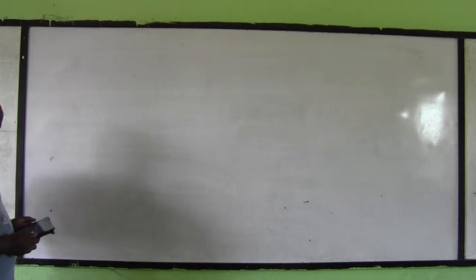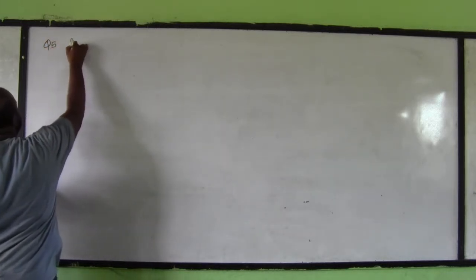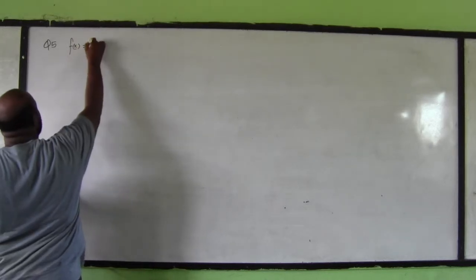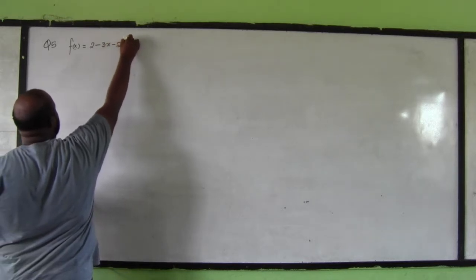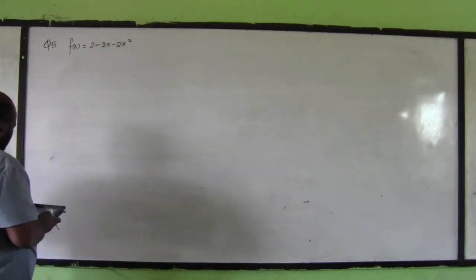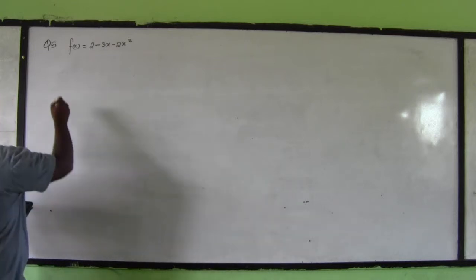Alright guys, let's have a look at question number 5. It says a function f is defined on the set of real numbers by f of x is equal to 2 minus 3x minus 2x squared. The first thing, part A, we're asked to do is to copy and complete the table for the given values of x. So this is the table.